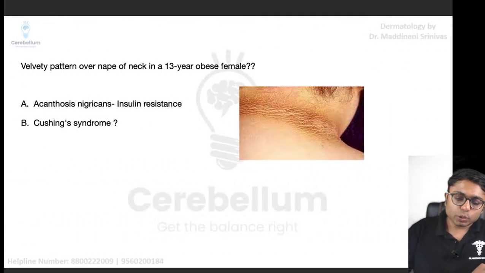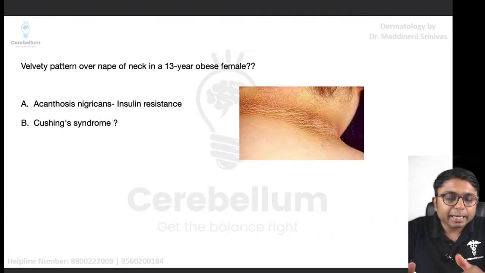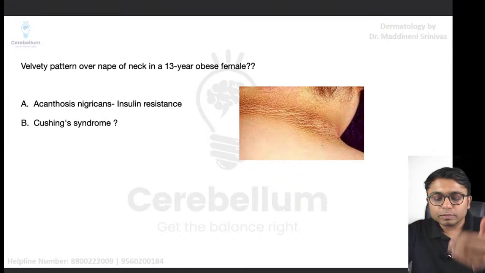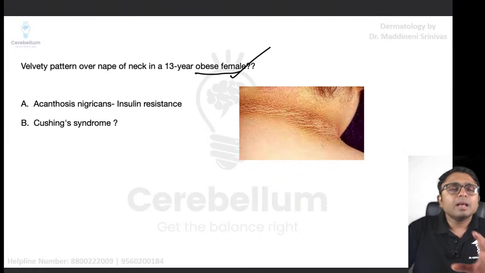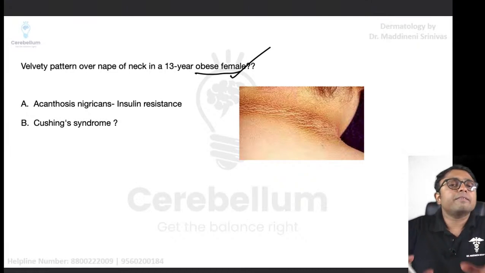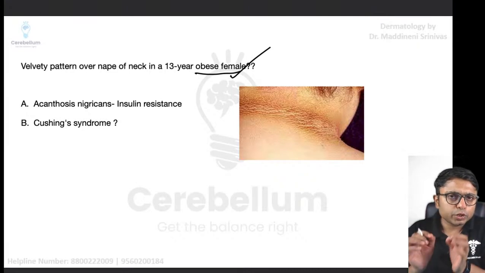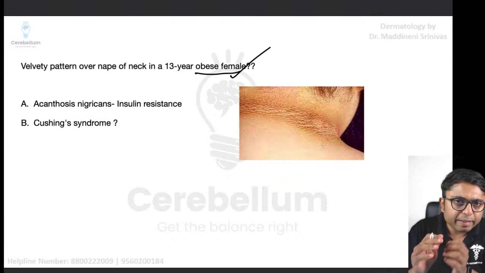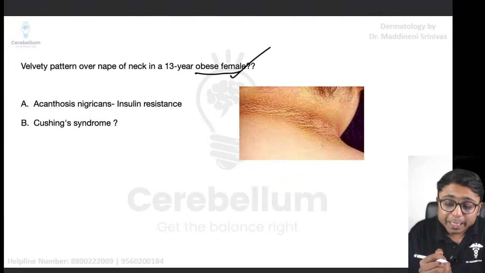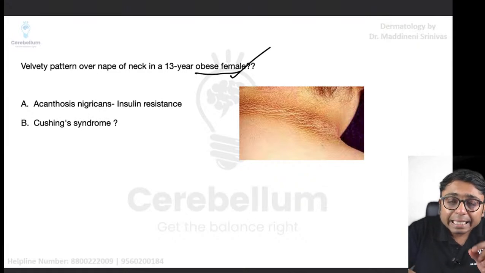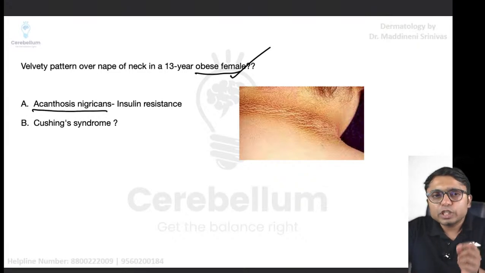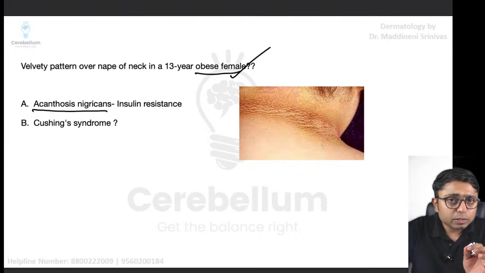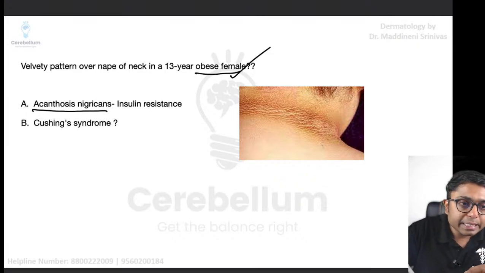Okay, so this is the next question. Velvety pattern is present over the nape of the neck in a 13-year-old obese female. This is a very straightforward image-based question which you should be able to answer even if I wake you up from deep sleep. Okay, this is Acanthosis nigricans, which we see most commonly due to obesity.